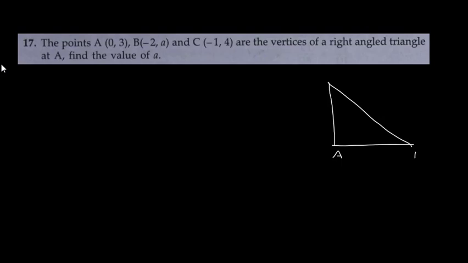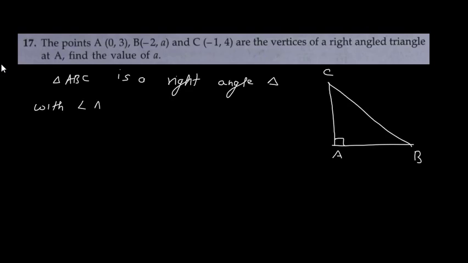Say this is vertex A, this is B and this is C. They have given that it is a right angle at A, and we have to find the value of a. So we know that triangle ABC is a right angle triangle with angle A equal to 90 degrees.